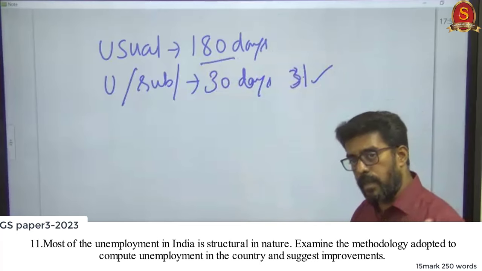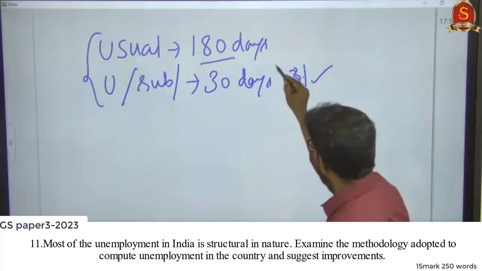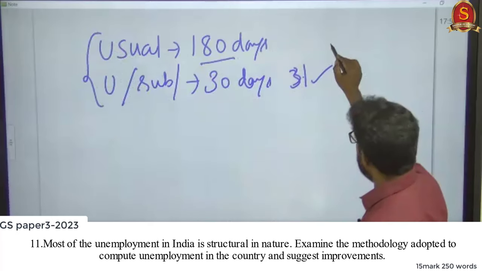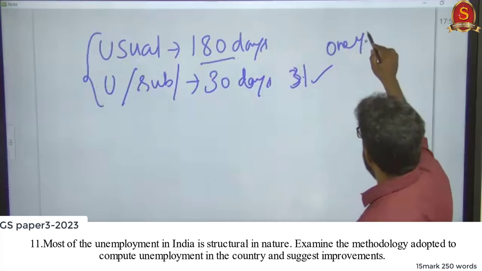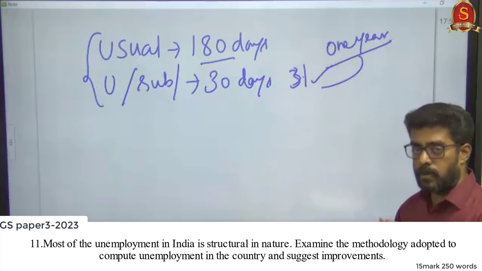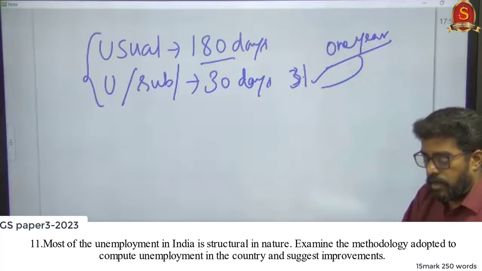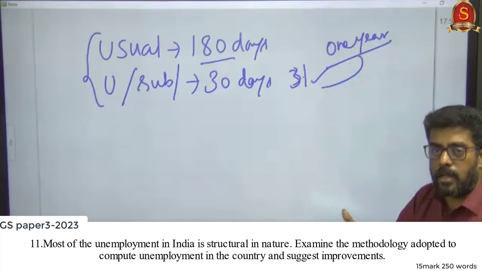Apart from this, we have other methods also. These two belong to the same category. What category? Here, we ask the person how many days he worked in the last 1 year. In this angle, we ask the question, and based on the answer, we classify the person as employed or unemployed.